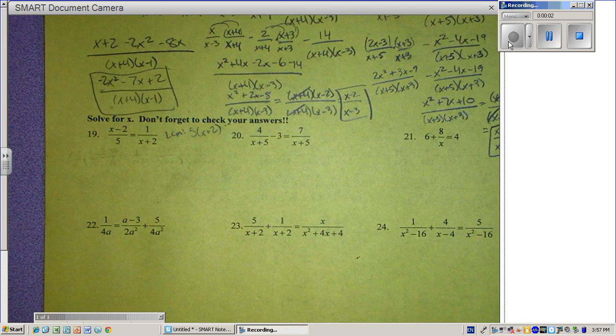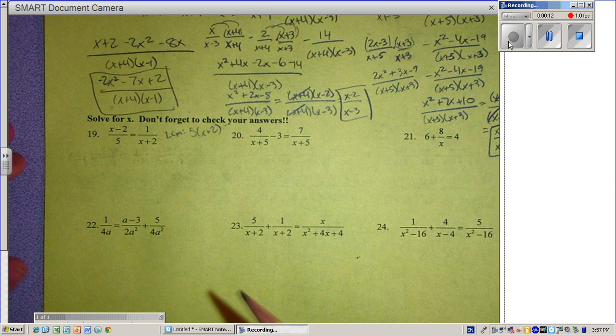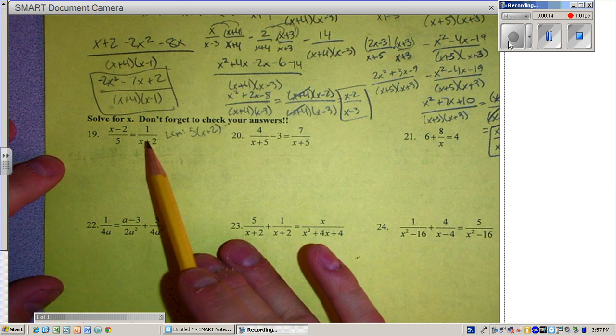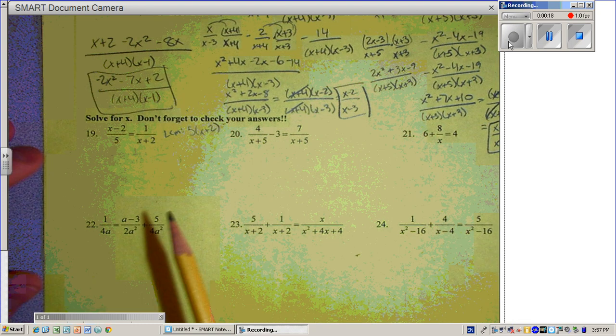Welcome back, Algebra 2C. We're working on problems 19 through 24, which is solving rational equations. The first thing I like to do with each one of these problems is write out the LCM, or least common multiple. For number 19, it's going to be 5 times x plus 2. The way we get that is we look at the denominators to see what is the least common multiple of both denominators.